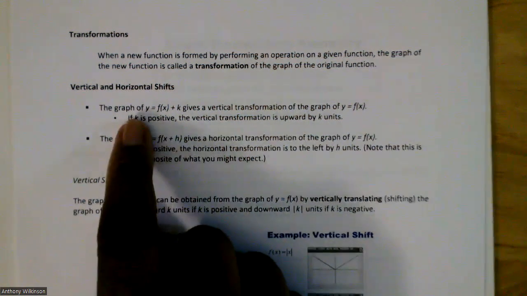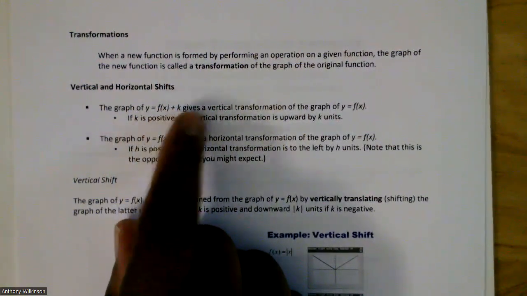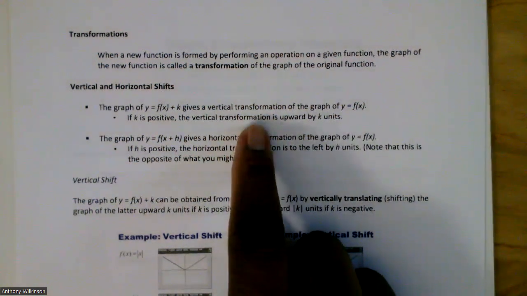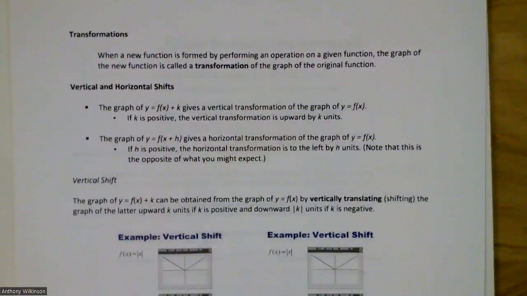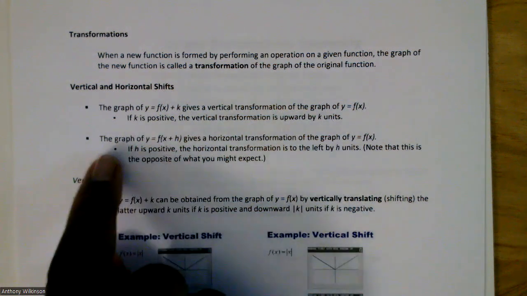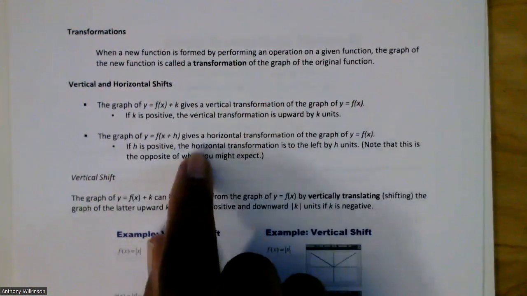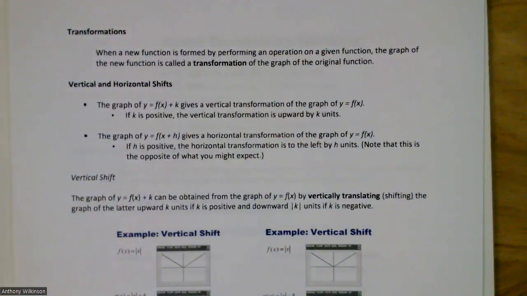First, the vertical shift. The graph of y equals f of x plus k gives a vertical transformation of the graph of y equals f of x. Now, if k is positive, that means that the vertical transformation is upward by k units. And of course, if it's negative, then that means your vertical transformation will be downward by k units. So vertical means that the y is going to be changing because vertical goes up and down. And then when we have the graph of y equals f of, in parentheses, x plus h, notice here, you're going to get a transformation of the graph of y equals f of x.